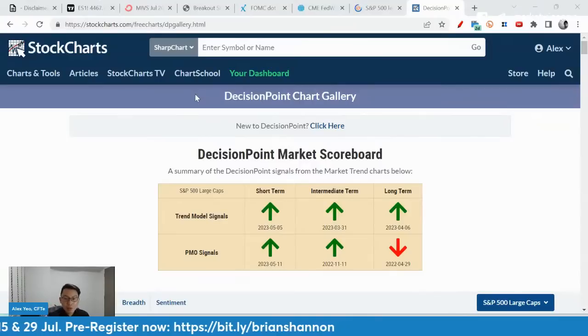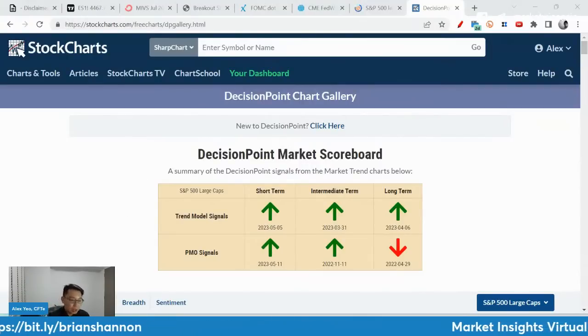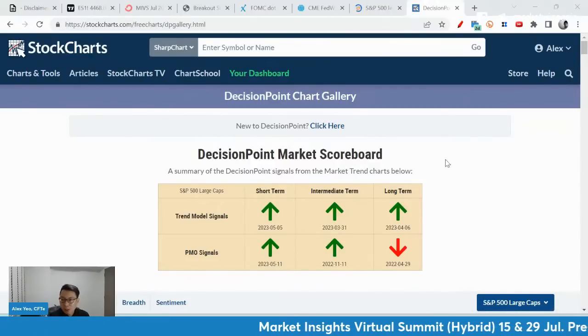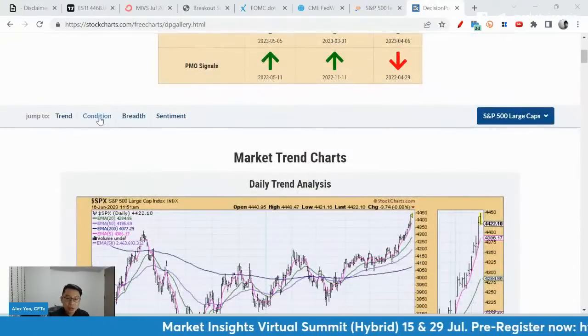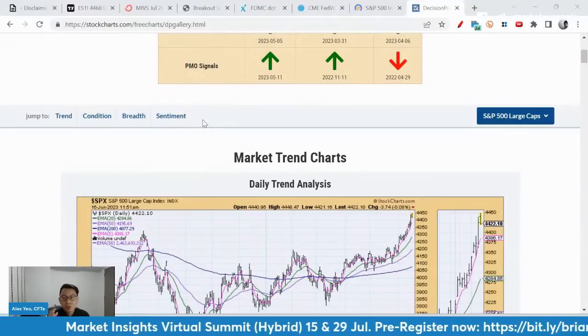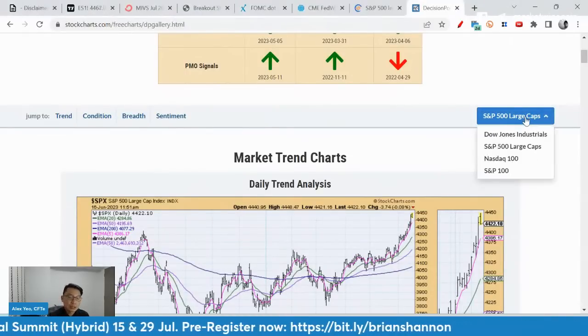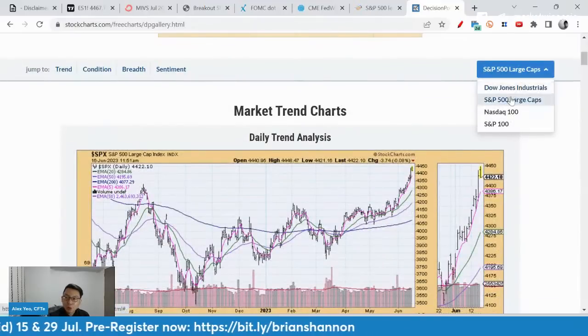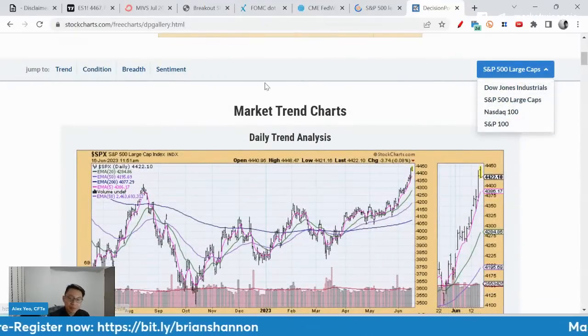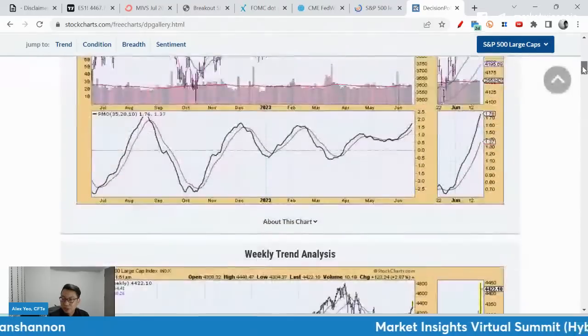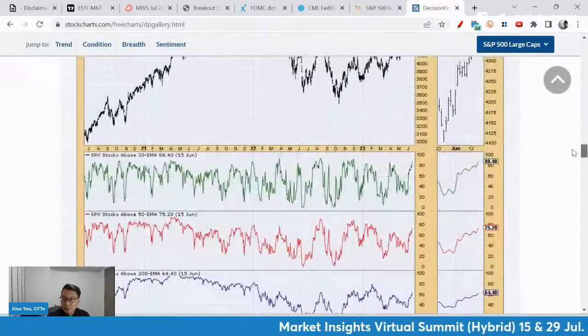So I mentioned before, on this stock chart page, you can know the trend, the condition, the breadth, and the sentiment. Quite a lot of things over here. If you are using a free account, you can only see the S&P 500. If you're using a paid account, you can see the Dow Jones, Nasdaq, and the S&P 500. I think the S&P 500 is good enough. So there are a lot of things over here.